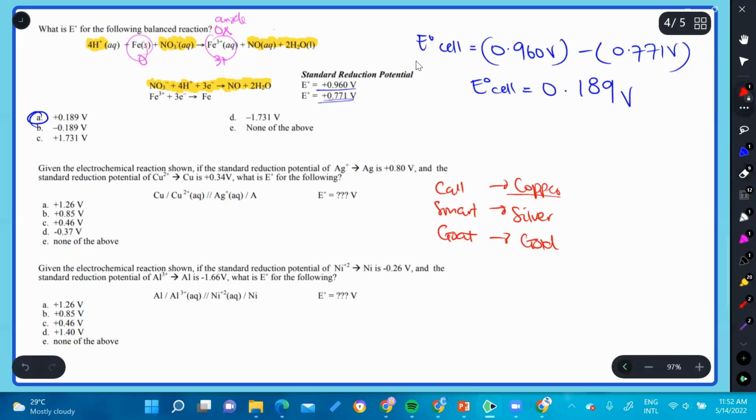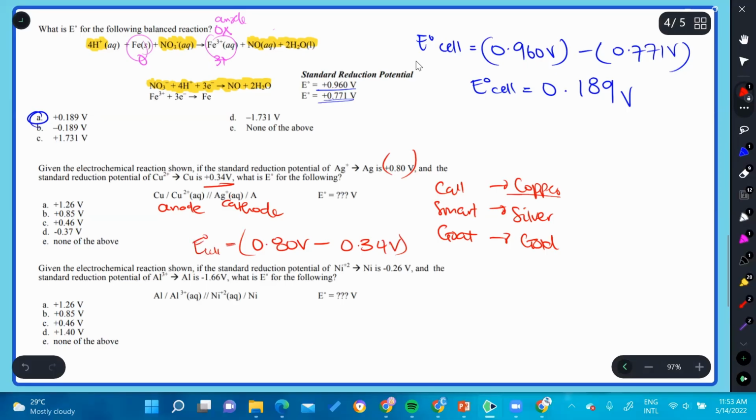So copper, as I said, that's the anode. This is our cathode, silver. So that would mean E naught of the cell is equal to the silver value, which they gave you as 0.80 volts, minus the anode, which is this one, 0.34 volts. So if you put this in your calculator, you'll get the E naught of the cell.